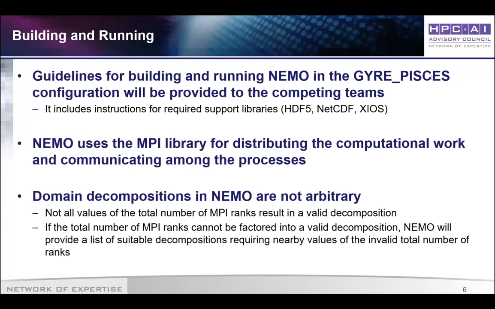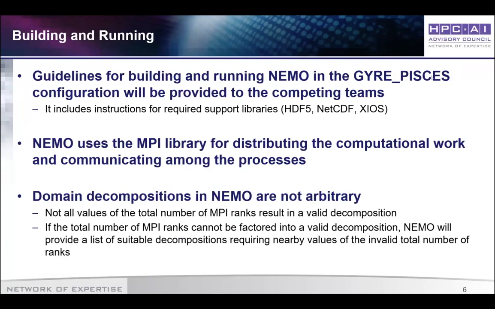NEMO does use the message passing interface library, the de facto standard library for distributing the computational work and communicating among processes. So you will be needing some sort of MPI library. By the way, I'll go back to the previous bullet. The guidelines: we have tested this Gyre Pisces configuration using both commercial compilers and freely available GNU compilers. So you can test with either.